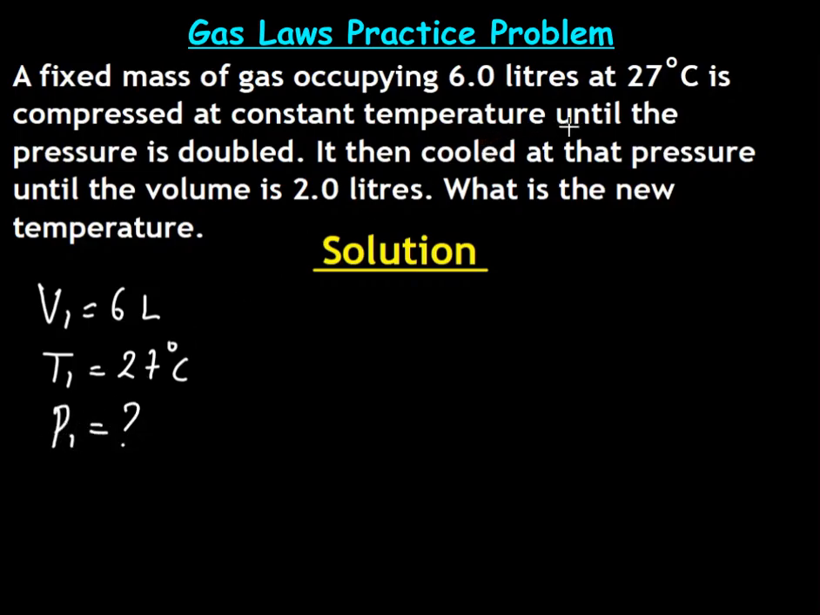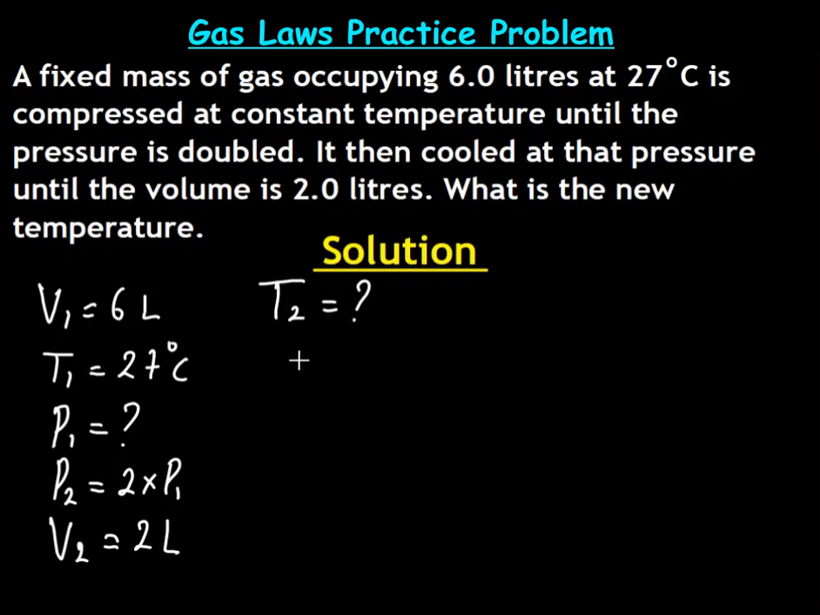Continuing the question, the gas is then compressed at constant temperature until the pressure is doubled. So the final pressure was doubled, twice that of P1, the initial pressure. It was then cooled at this pressure until the volume is 2.0 liters. So after being cooled, the final volume V2 is equal to 2 liters. We are then asked to calculate the new temperature. The final temperature T2 is unknown.